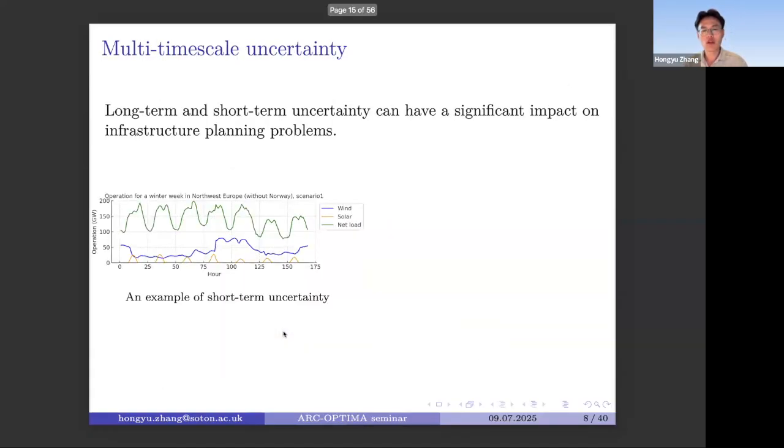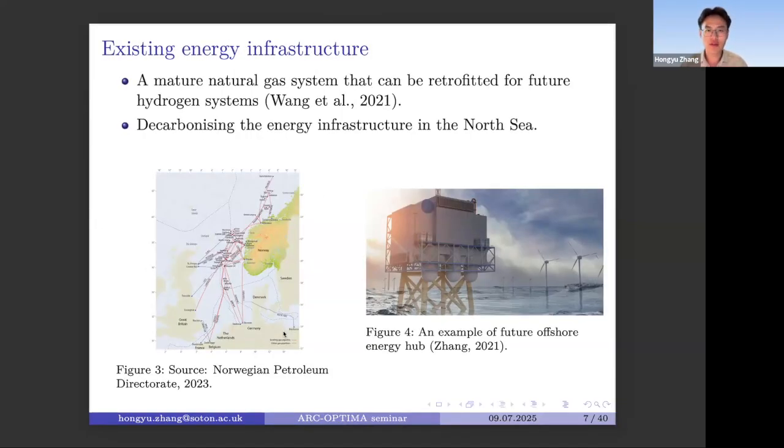So what we want to analyze here is under what conditions some of the infrastructures can be retrofitted for renewable energy production and transportation. If you look at this Norwegian continental shelf, you will find the offshore oil and gas platforms. An idea is to retrofit these oil and gas platforms to produce hydrogen offshore and transport hydrogen to the demand side.